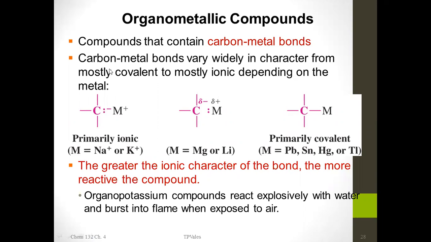Carbon-metal bonds vary widely in character from mostly covalent to mostly ionic depending on the metal. When I say primarily covalent, depending on the metal, the electrons between carbon and metal are shared between these two kinds of atoms. They have different properties. When they are equally shared, you have a primarily covalent kind of bond between carbon and metal.